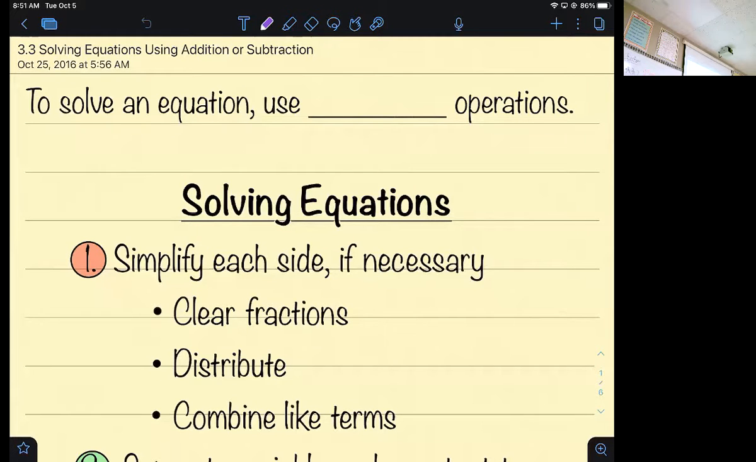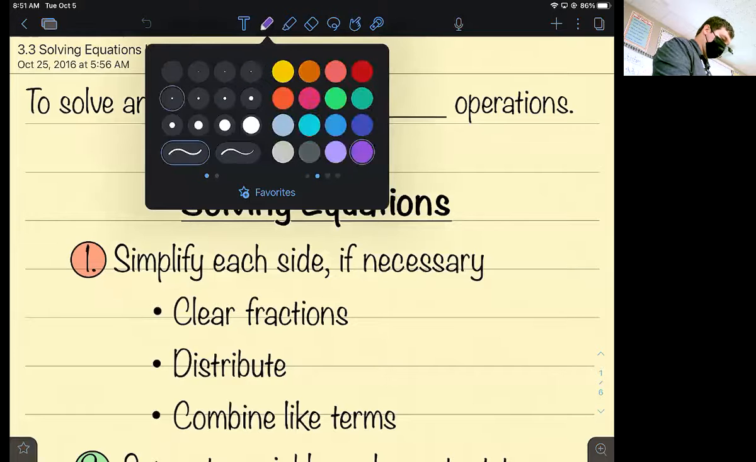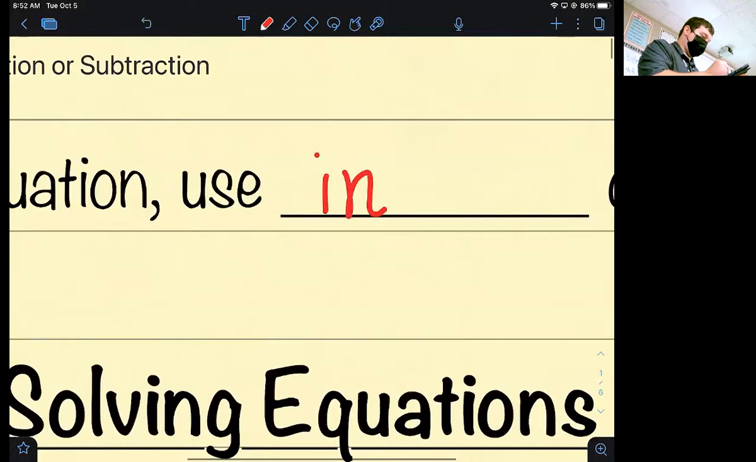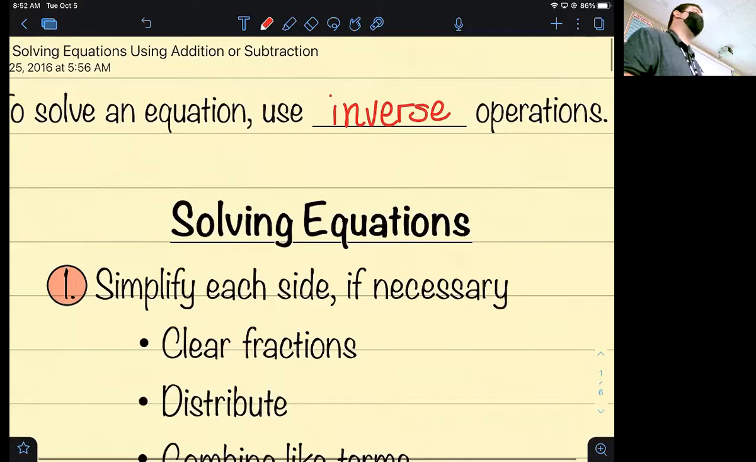All right, with our remaining time that we have, we're going to speed through solving equations. Now, I know you guys did some equations last year, but that was last year. We've slept since then, so we're going to review this. When I solve equations, I use inverse operations. Inverse operations means I'm going to work backwards.